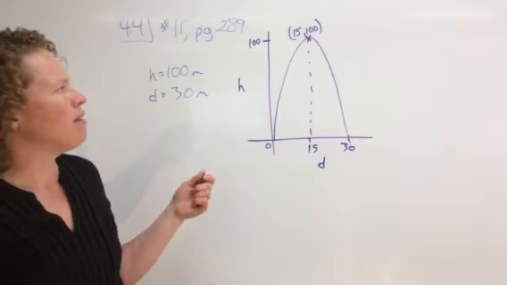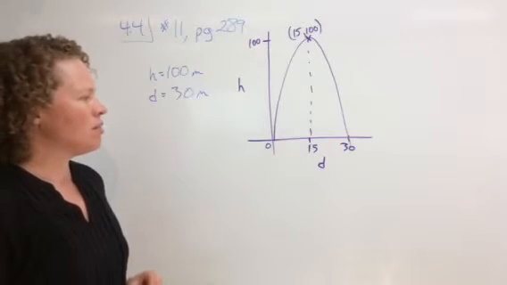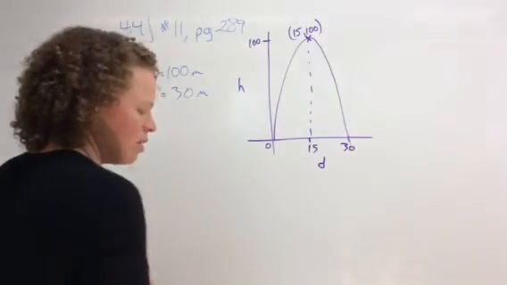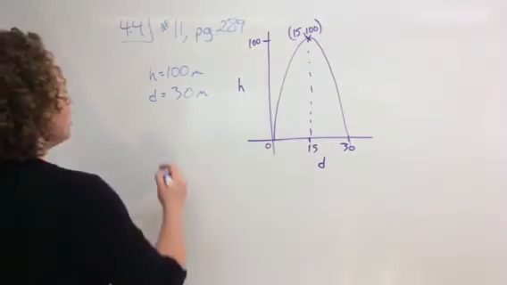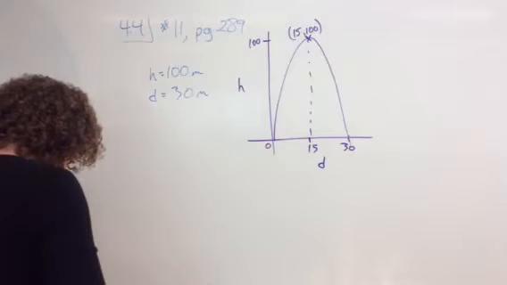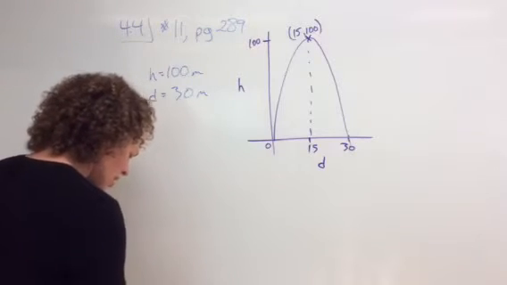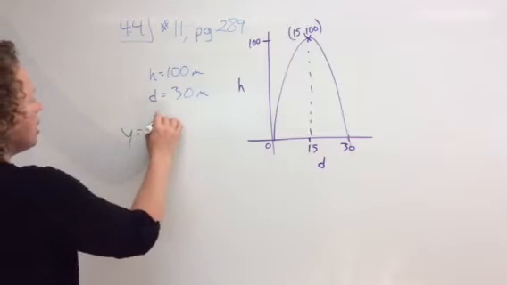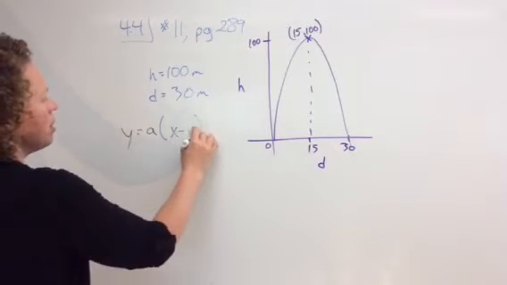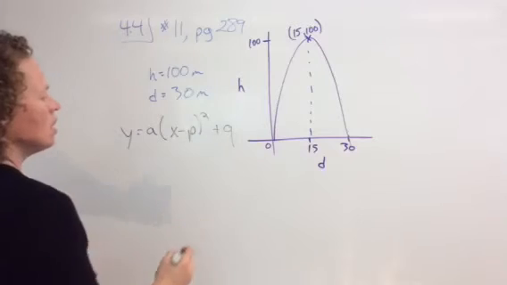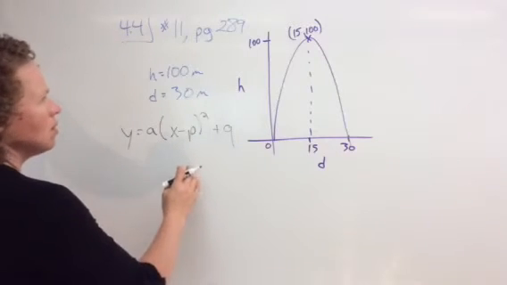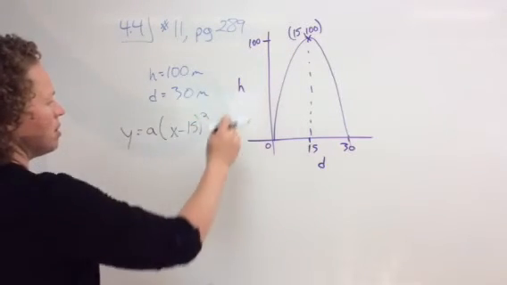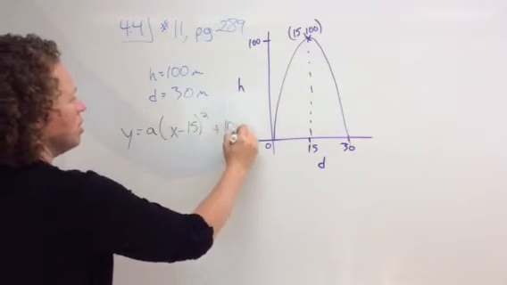Now we have a vertex, and we have a couple of different points. So what we can do is put what we know into the formula. Our formula is y equals a times x minus p squared plus q. Now, I know that this is going to be 15 because it's up there, and this is going to be 100.